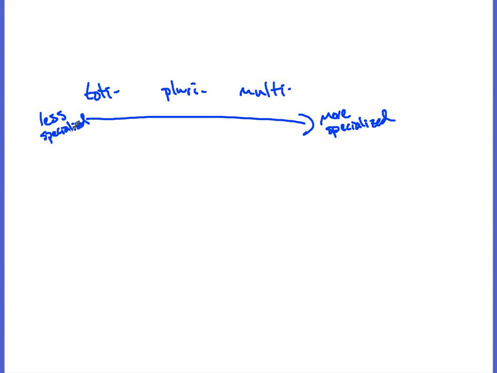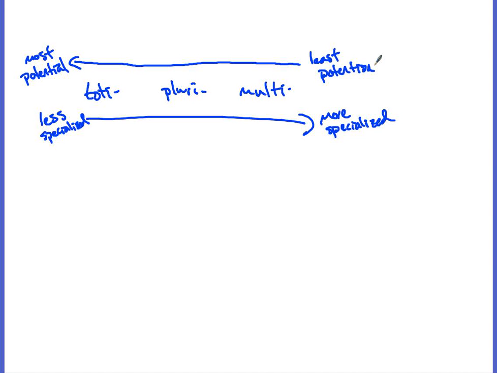So anywhere from less specialized on the left to more specialized on the right, understand as I'm going from left to right, I'm actually losing potential. The ones that were all the way on the right, let's see if we can do another line up here going in this direction. These are the ones with the most potential, whereas these ones would have the least potential.